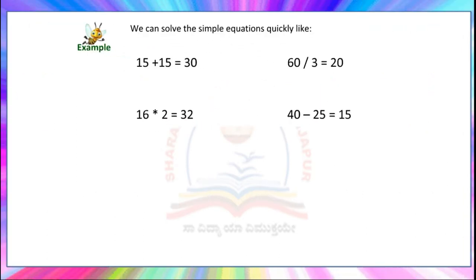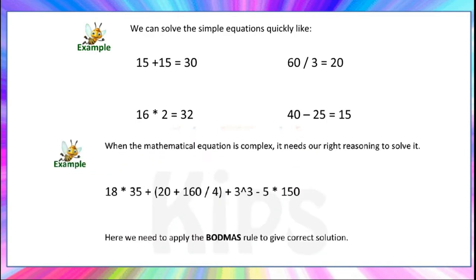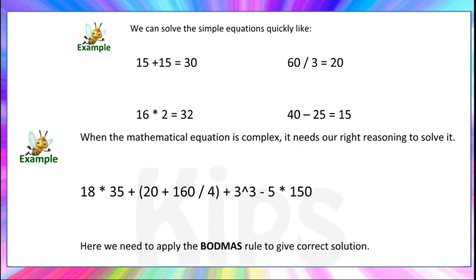We can solve simple equations quickly, like 15 plus 15 is 30, 60 divided by 3 is equal to 20, 16 into 2 equal to 32, 40 minus 25 is equal to 15. When the mathematical equation is complex, it needs our right reasoning to solve it. For example, 18 into 35 plus in bracket 20 plus 160 divided by 4 bracket close plus 3 raised to power 3 minus 5 into 150.